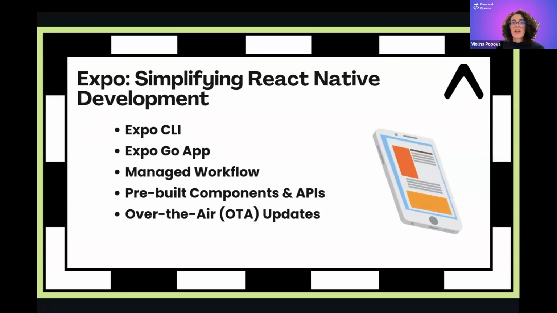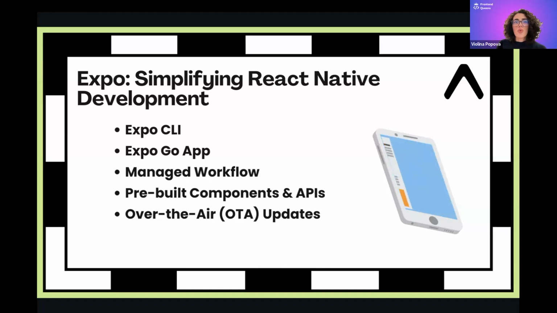And finally, Expo enables over-the-air updates. For many types of changes in your app, you can push updates directly to your users' devices without them having to go through the app stores again. And this can significantly speed up the iteration and bug fixing process. So in short, Expo takes a lot of the headache out of React Native development, especially when you're starting out, allowing you to focus on building your app's features more quickly and efficiently.